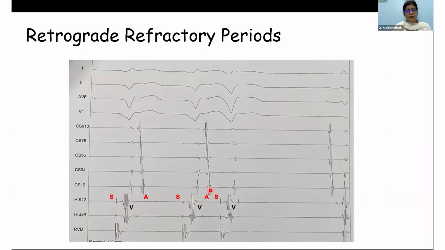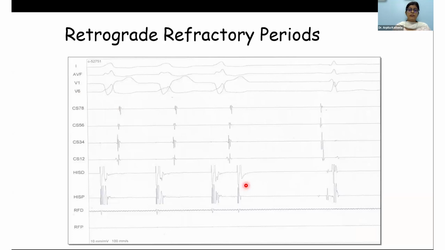What is happening in the third stimulus? After we deliver the third stimulus, there is a V, but we do not see any A. There is a QRS, but there is no P wave here. So what is happening is that the impulse is getting blocked from the ventricle to the atrium. This is known as ventriculoatrial effective refractory period.